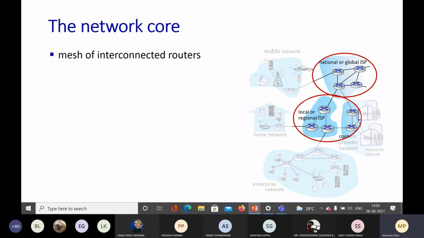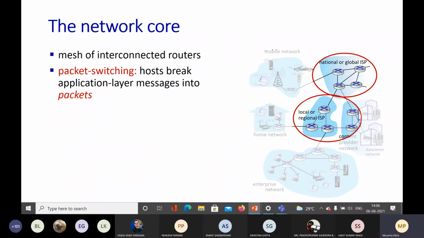But for now, when we are talking about the network core, we will just consider them as routers which are connected with each other. When we are talking about something worldwide, you can only imagine how many routers will be interconnected. So this becomes a mesh of interconnected routers. The backbone or the network core of the internet is basically a mesh of interconnected routers.